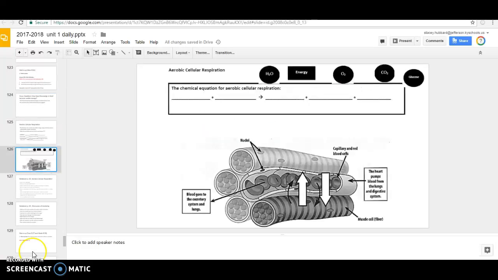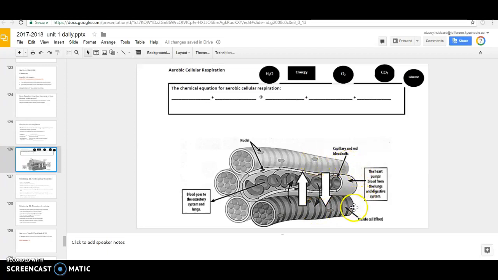All right, so on this page, I'm going to point to the capillary. On your page, you should also point to the capillary. That's this long tube right here, okay? And between that are some muscle cells and fibers.